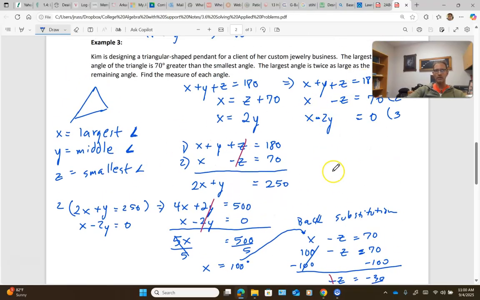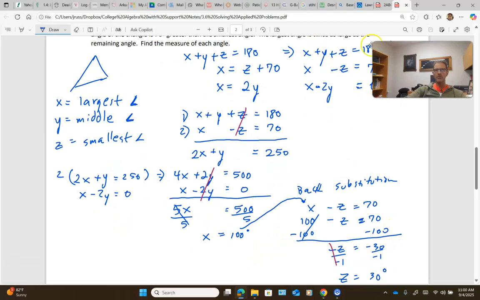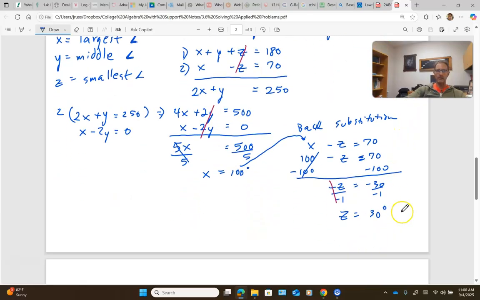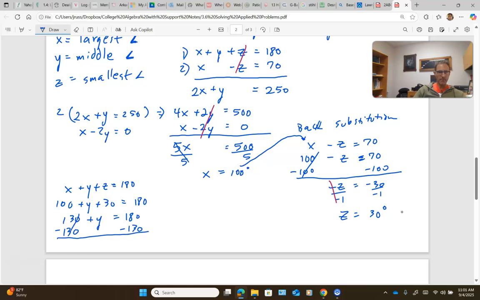Okay, and so now I've got a lot of freedom in solving for y. I can use really any equation here. Okay, but I'll just choose number 1. x plus y plus z equals 180. And I'll put it over here. Okay, because I know what x and z are. x is 100. z is 30 degrees. This one you might could even do in your head. 100 plus 30 is 130. We have 130 plus y is equal to 180. Here I would need to subtract 130 from both sides of the equation. And this would give me a value of 50 degrees for y.